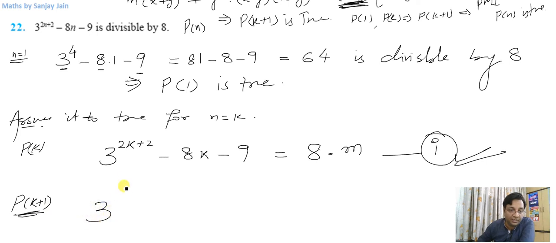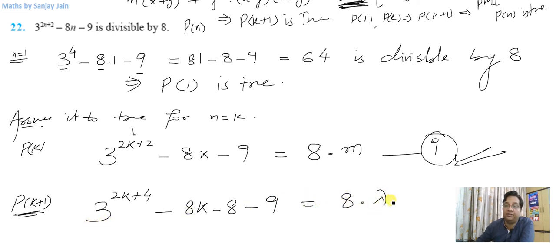So let me write 3 raised to power. Now I need to replace k with k plus 1. So it will be 2k plus 2, so 2k plus 2 plus 2 will become 2k plus 4, minus 8 into k plus 1. So it will be 8k plus 8, so that will become minus 8k minus 8, minus 9. Now this I need to show equal to some 8 into lambda, right? This is what I need to prove. So I will be working on this part to show it equal to some multiple of 8, and I will use this equation to do that.